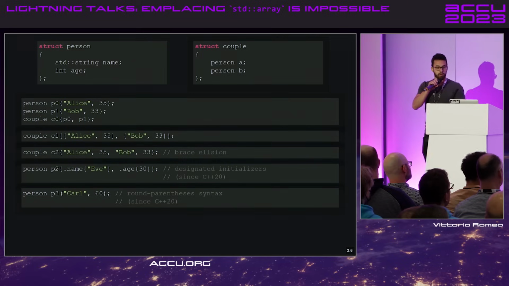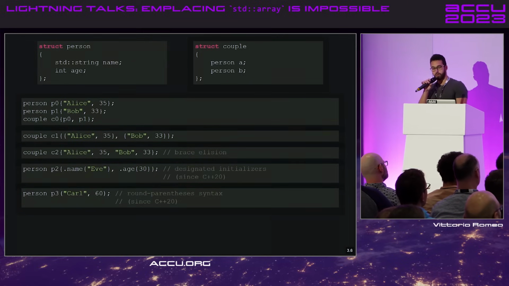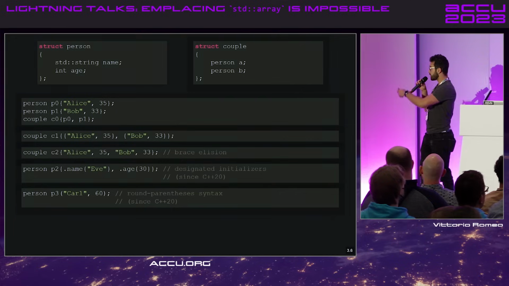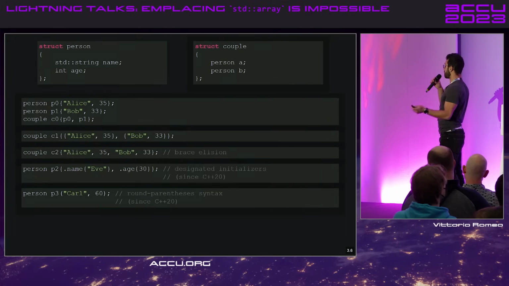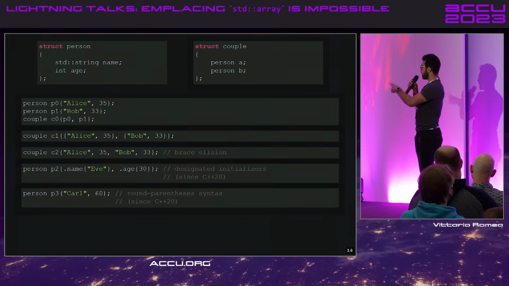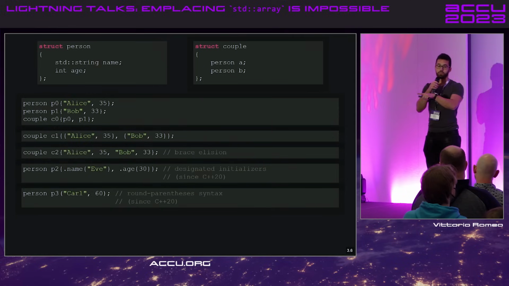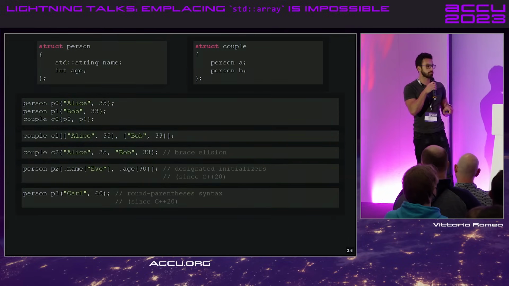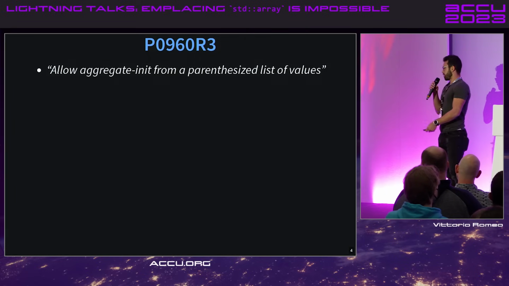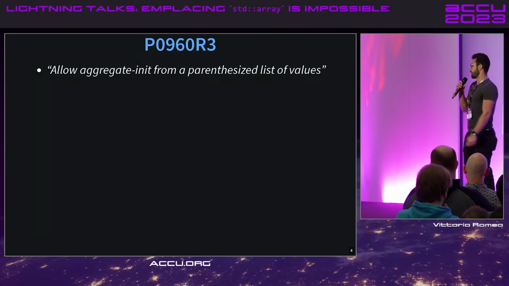And in C++20, we also have this weird thing where you can now do aggregate initialization using round parentheses. So this is totally valid in C++20. You can say person p3, open round parens, Carl, 60, close round parens, and this will perform aggregate initialization, even though there is no constructor or anything like that. OK, this comes from this paper. Why do we do this? I'm going to show you later.